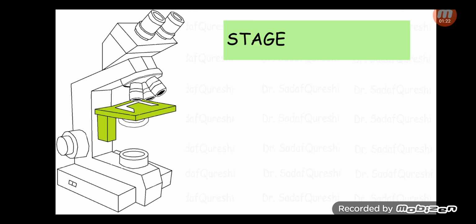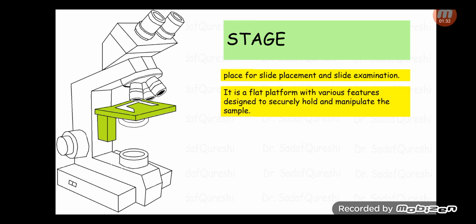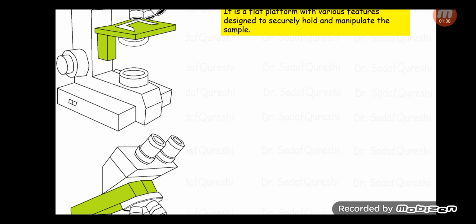The next part of the microscope is the stage. The green highlighted part in the diagram is the stage. It is used for slide placement and slide examination. It is a flat platform with various features designed to securely hold and manipulate the sample being examined.